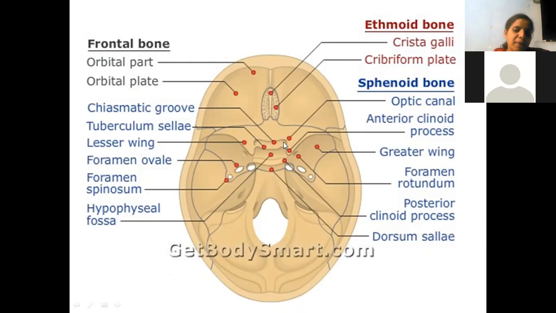Optic canal we have seen, it gives passage to optic nerve. In norma frontalis we will be able to see more, but if you have the open skull cranial cavity, you can actually pass the probe in this hole, and you will see it will be entering into the skull.